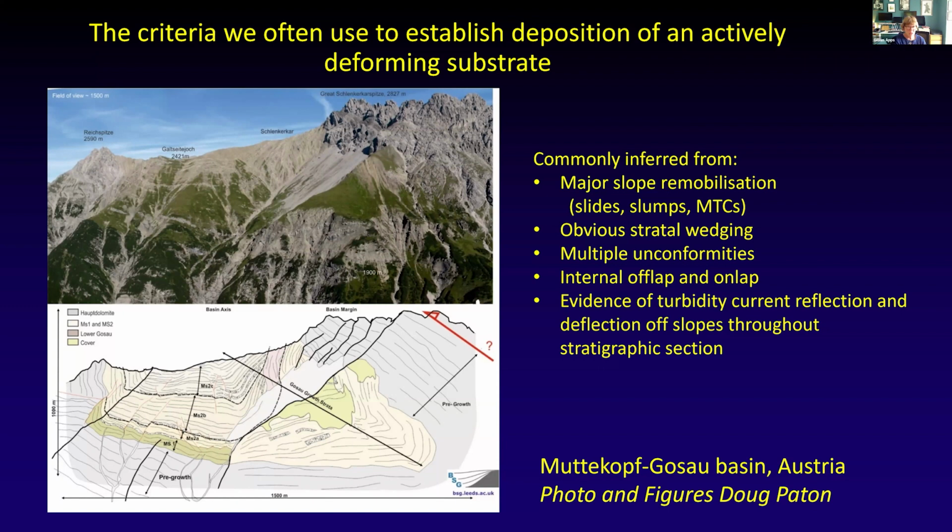Evidence of turbidity current reflection and deflection off slopes throughout the stratigraphic section. And we see all of those features here at the Mutterkopf-Gossau Basin. And these are courtesy Doug Patton, who presented a poster with us at a conference in 2017.